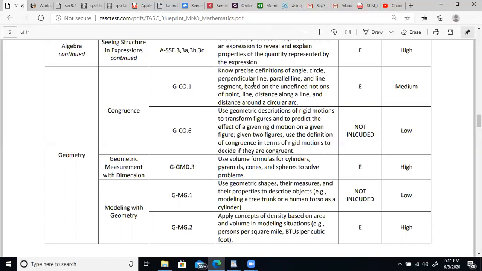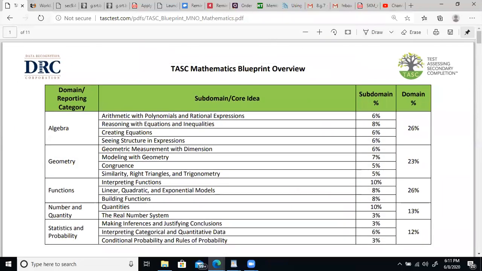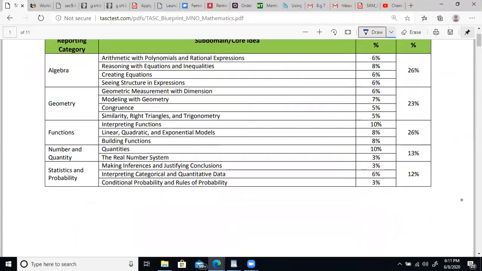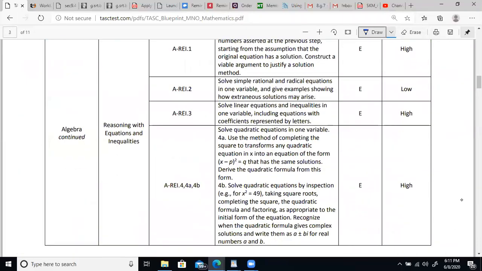So I'm going to pick up where I left off last week. I did a big unit on algebra. I think there were close to maybe 20 videos, maybe not quite that many. I'm trying to recall, but then I moved on to geometry. Geometry is another fairly big focus on the test. Just as a quick reminder, algebra takes up 26% of the test, geometry is 23. So just those two together covers half the test. So I'm focusing on just the areas that are high emphasis within algebra and geometry.